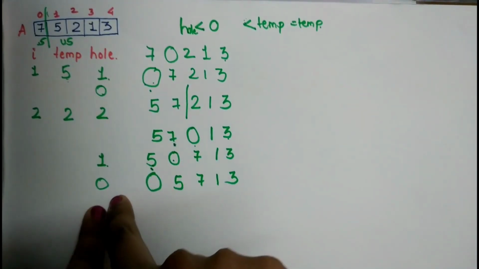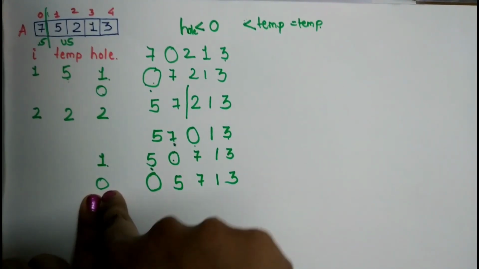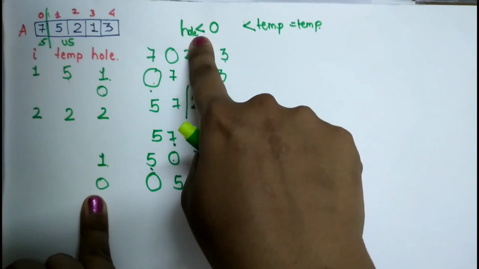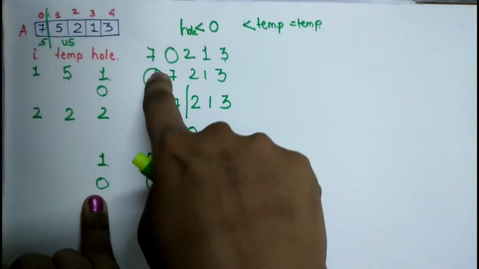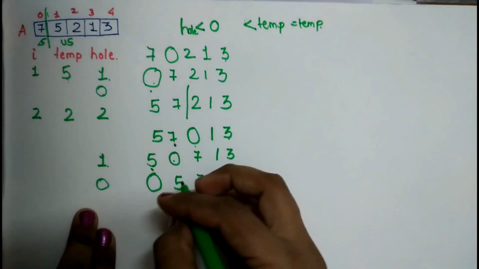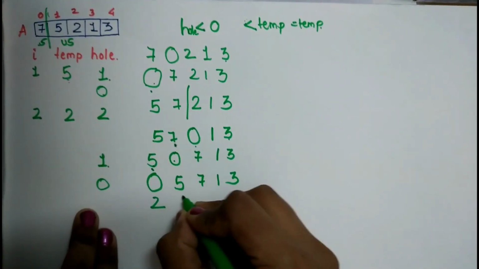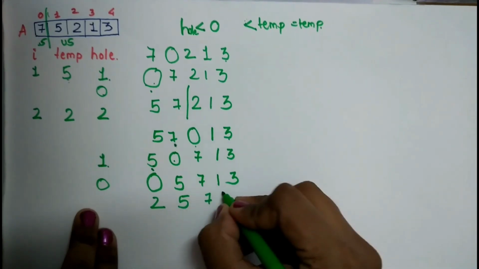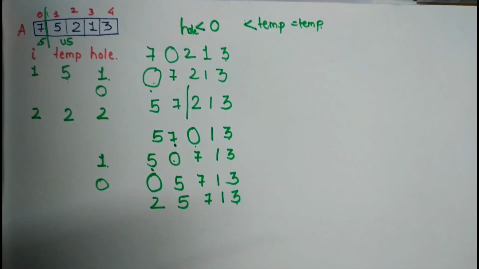So now I have got my stopping position, that is the whole value has been 0. It cannot be less than 0. So it is the last point. So I'll bring my 2 back to that position. Now the array will look like 2, 5, 7, 1 and 3.